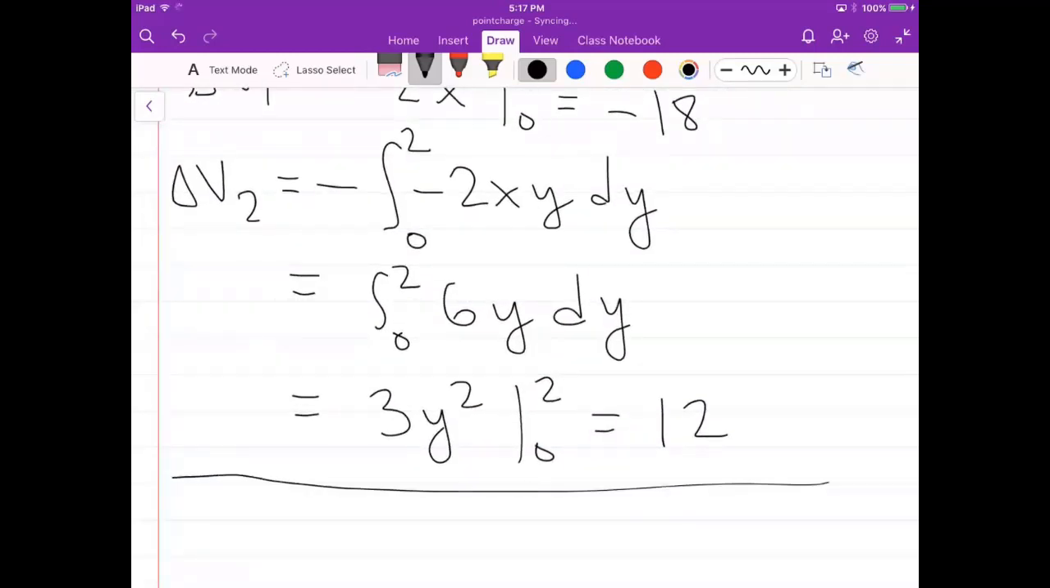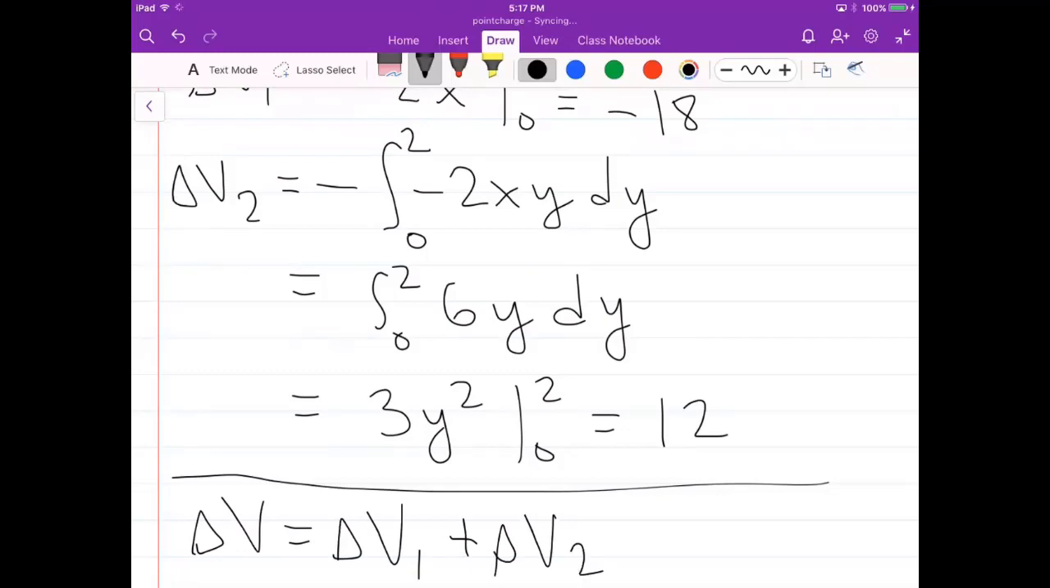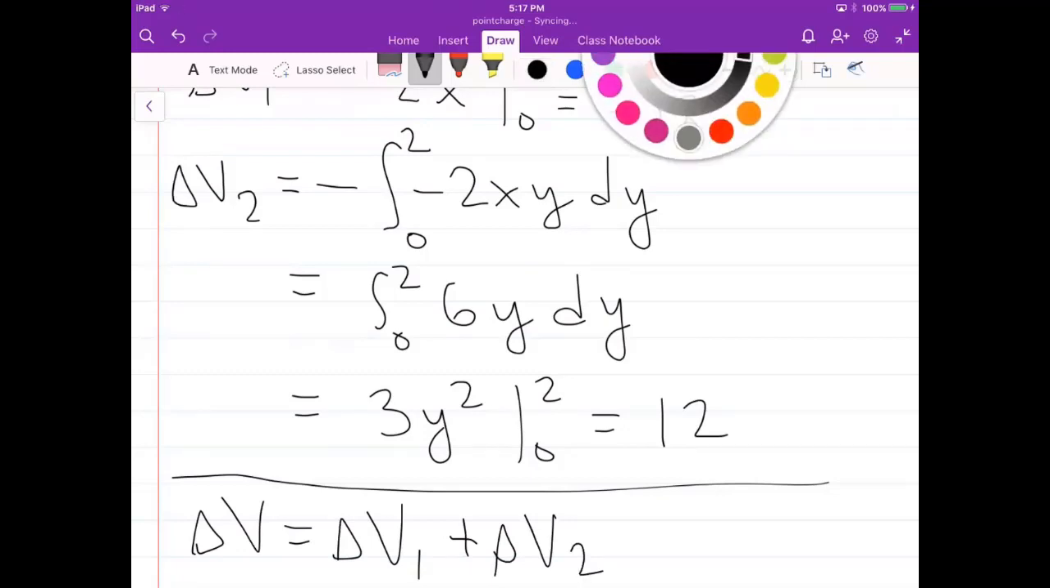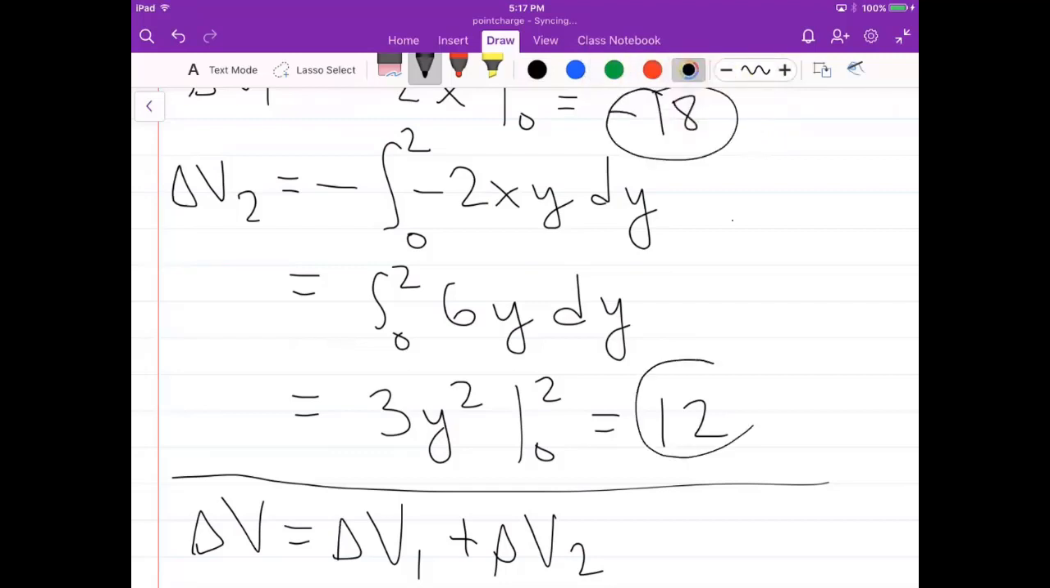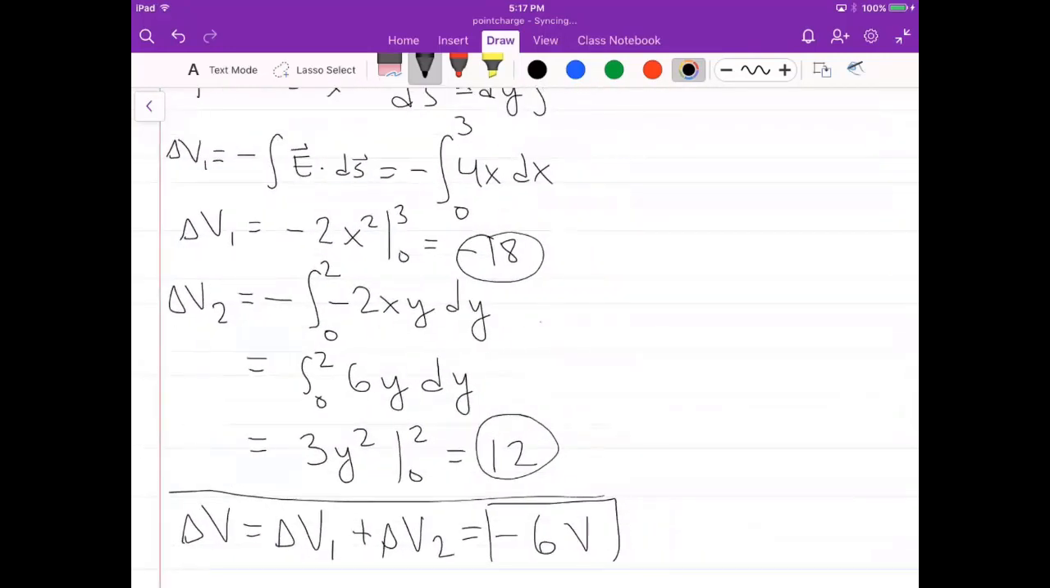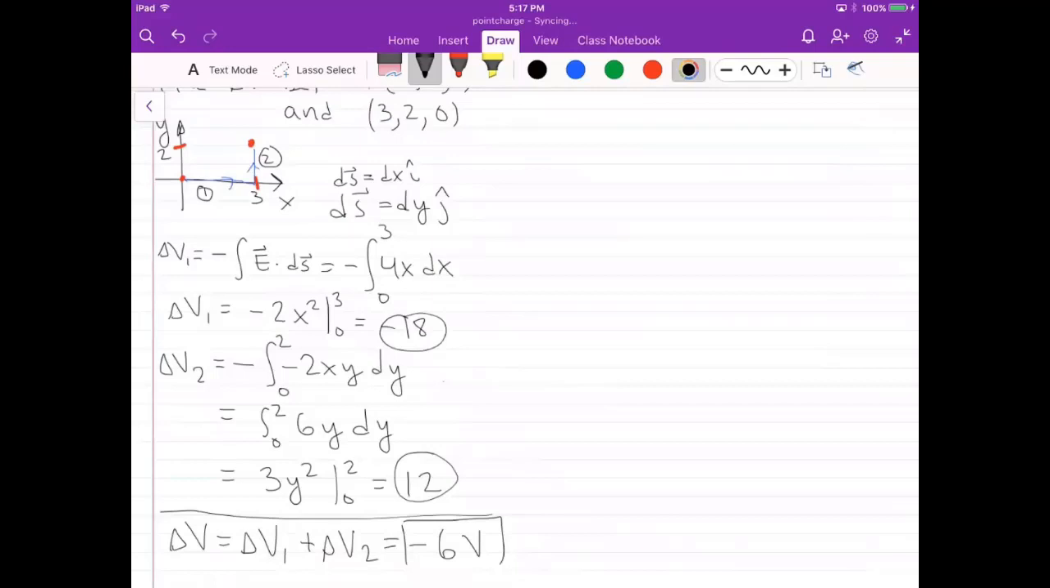Okay, so your total delta V is simply the scalar sum of delta V1 and delta V2. I don't have to worry about components or anything. So I take my minus 18 and my plus 12, and that gives me minus 6. So the final answer here would be minus 6 volts. So the potential difference is negative 6 volts between the origin and this point up there. In other words, this point up here is 6 volts lower than the origin. All right, so that's it.